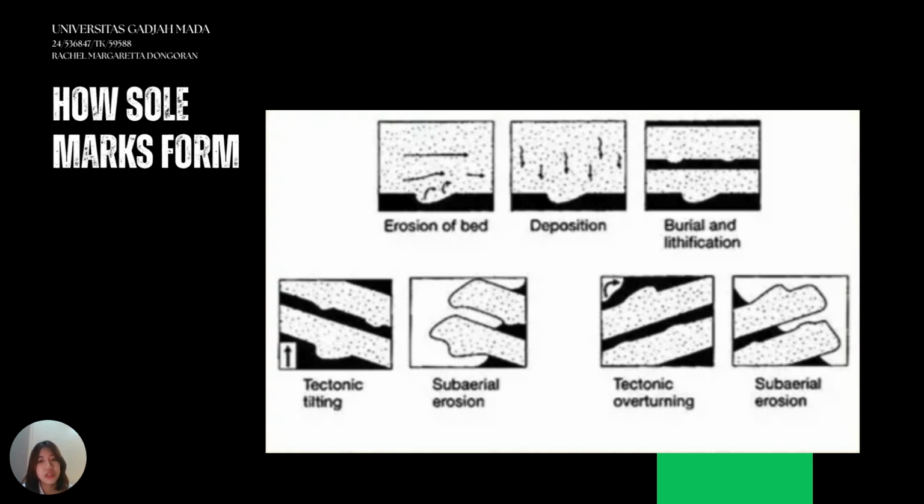Initially, a mud layer is deposited, then currents erode the surface, creating small depressions or grooves. Later on, coarser sediment like sand settles into these depressions. When the whole layer hardens, the base of the sand layer preserves the positive cast of those features. That's what we see as the sole mark today. And so that is how sole marks form.